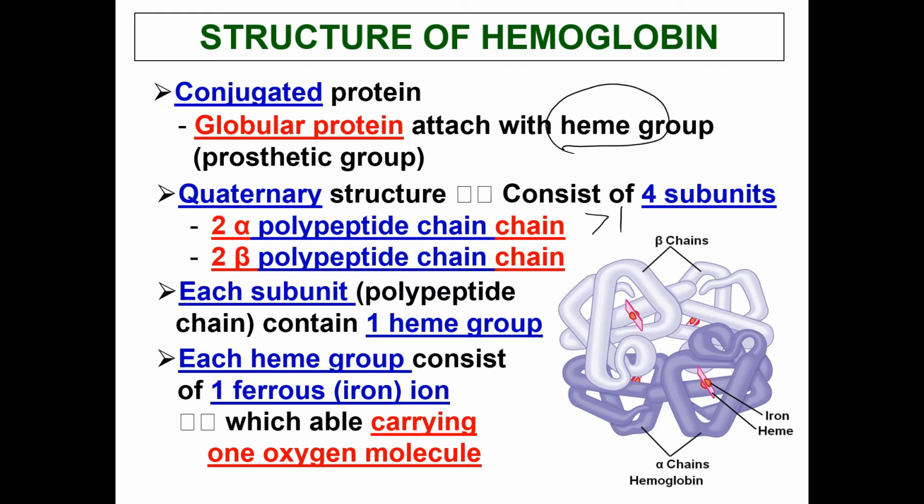And each heme group consists of one ferrous ion that is able to carry one oxygen molecule. Jadi setiap satu heme group akan attach dengan satu oksigen. Manakala hemoglobin ada 4 heme group, maka satu hemoglobin akan bawa 4 oksigen.